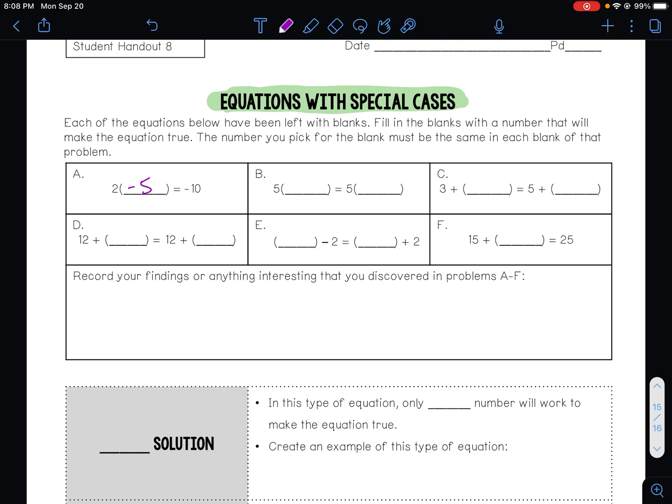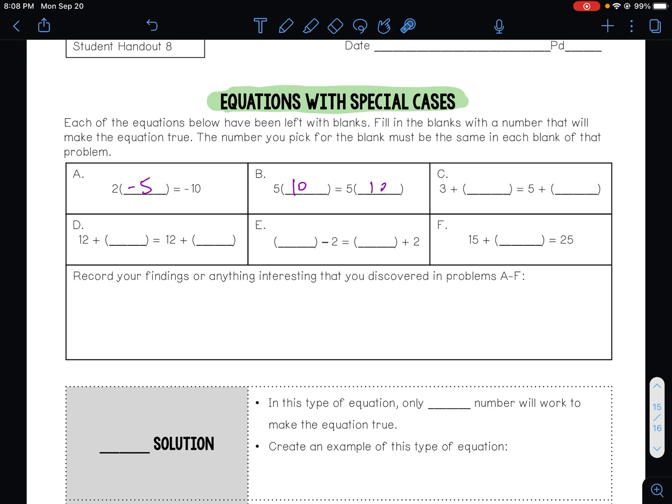How about B? What number can we stick in here? Now, whatever number I choose in one, I have to put in the other. Let's go with 0. 5 times 0 is 0, so 5 times 0 equals 5 times 0. So yeah, 0 works. Is that the only number that would work? No, some of you may have been thinking, let's stick 1 in there. Does 5 equal 5? Yeah, it does. Some of you may have even been thinking, how about 10?